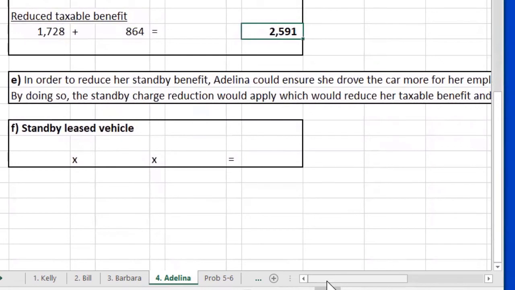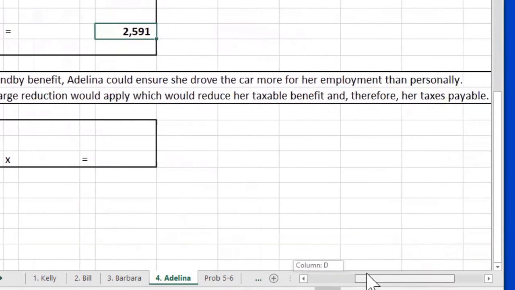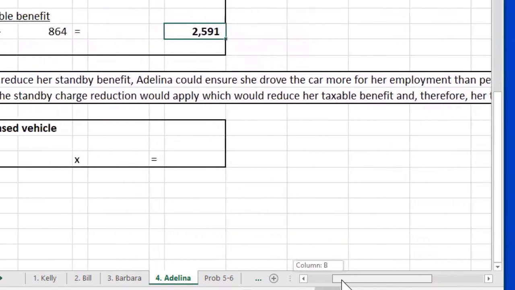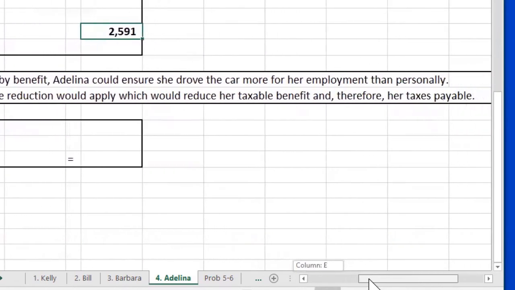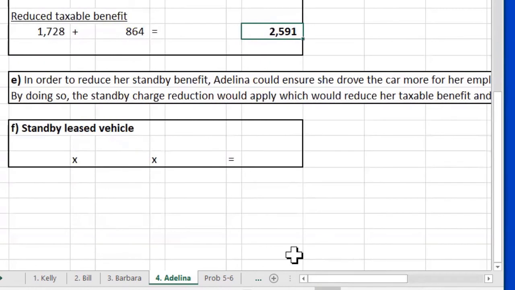If you drive it even the 1% more for employment purposes, guess what? You can apply that reduction. And reduction is something you want on an income inclusion. You want that inclusion to be as small as possible. So basically, drive the car more for employment than personally. By doing so, the standby charge reduction would apply, and that reduces her taxable benefit. When you've got a smaller taxable benefit, you pay less tax. That's it for E. That's good enough.